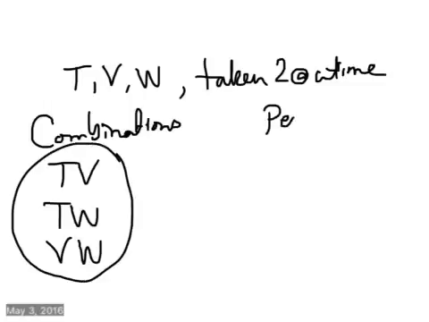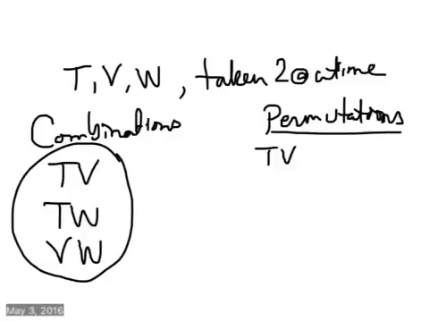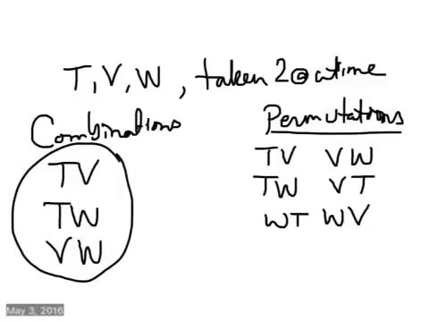Yesterday when we were talking about permutations, that's where the order did matter. So we had things like TV and TW, but then we also had VW, VT, and then we had WT and WV. So it mattered which one we picked first. For example, if I pick Lynn and then Josh, I am picking them in a certain order, so that would be a permutation.